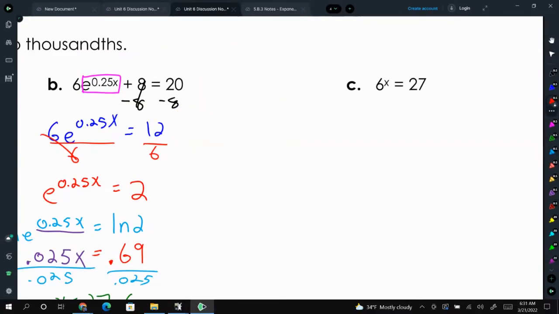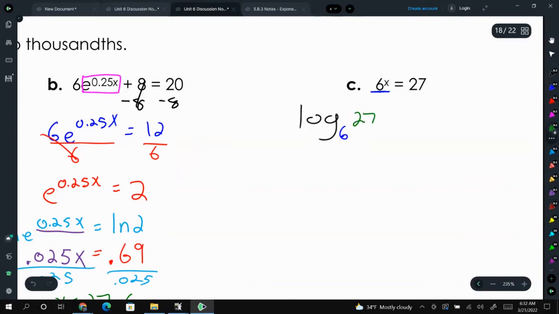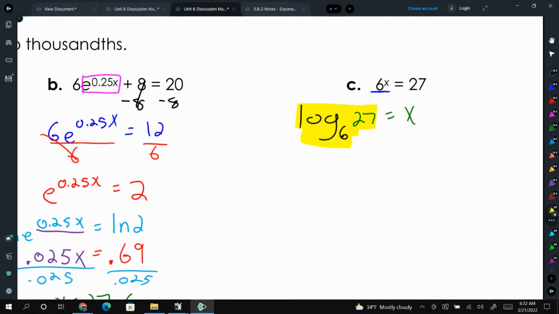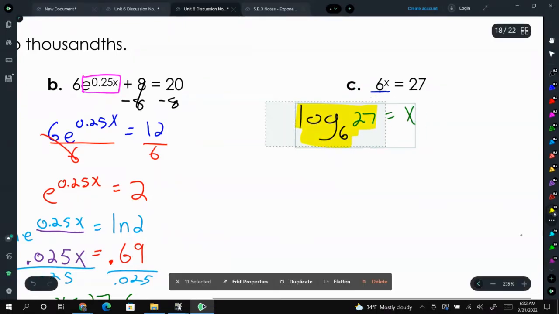Now, letter C, I'm going to show you two different ways you could do this. They both work. The first way is to change this from exponent to log form. We already have our base by itself. So we could say log base 6 of 27 equals x. And then we know we could type this into our calculator. Okay, that's one way of doing it.